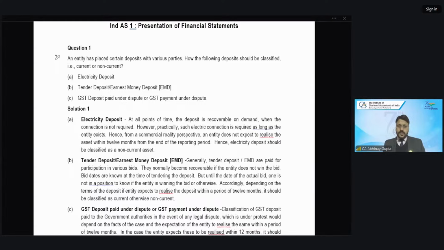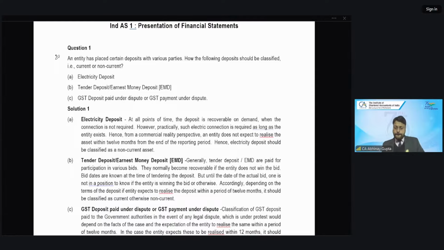Yes, sir. So these are the specific items which Ind AS 1 tells us to record in OCI only. We don't have choices available here, right? Whatever is specified by the standard to be routed through OCI, we have to mandatorily record in OCI only. We don't have any choices on this, right?